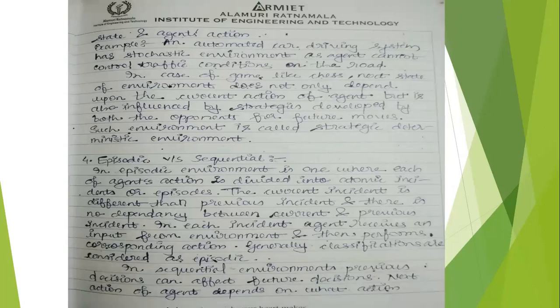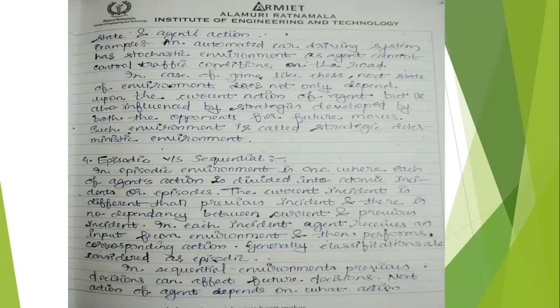An automated car driving system has a stochastic environment as the agent cannot control traffic conditions on the road. In the automated car driving agent, whatever the traffic conditions are on the road, the agent cannot control them, and the next state does not depend on the action of the agent. In a game like chess, the next state of the environment does not depend only upon the current action of the agent, but is also influenced by strategies developed by both opponents for future moves.